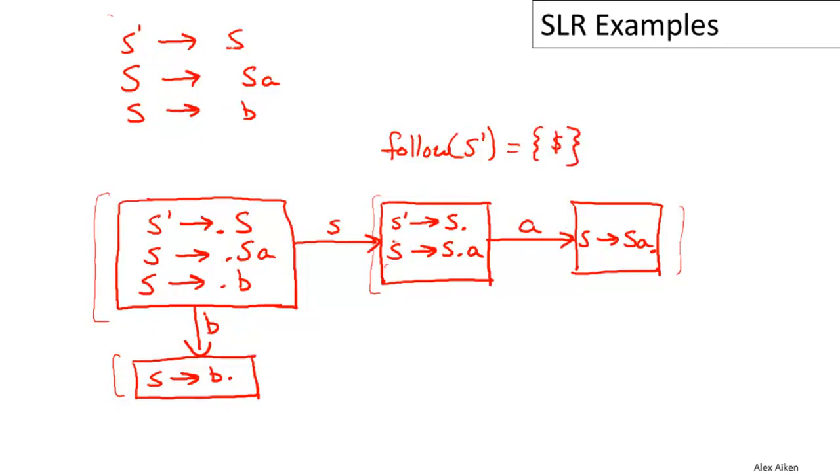And so what that tells us is that we'll reduce by S prime goes to S if we're out of input, and otherwise if there is an A in the input, then we'll shift it onto the stack. And so this grammar is SLR1. There are no shift-reduce or reduce-reduce conflicts implied by this parsing automaton.